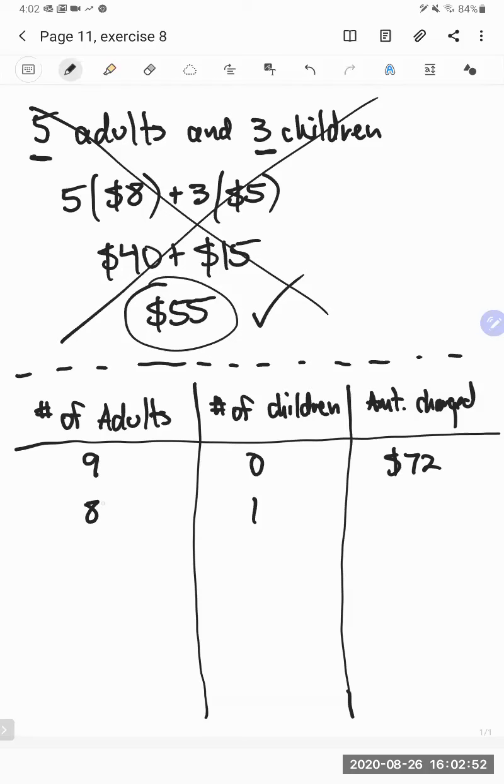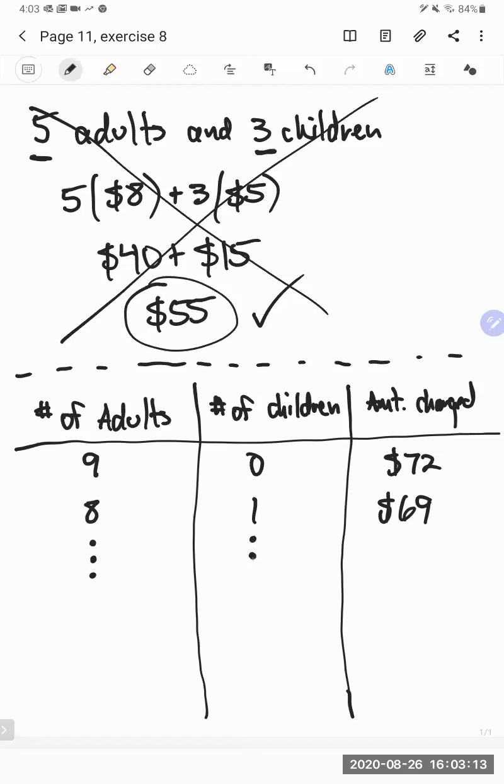And let's see, 8 times 8 is 64. 1 times 5 is 5. 64 plus 5 is 69. So they would get charged $69, right? That's still too much. We're trying to find a total price of $55. So we could keep guessing and checking like this, right?